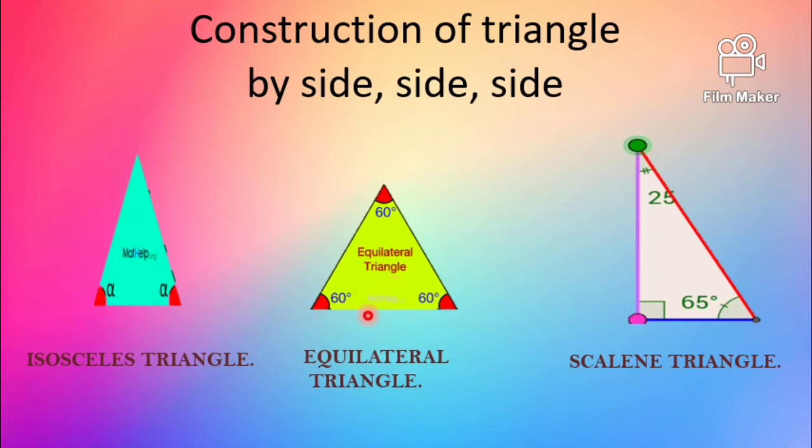In the second figure, the equilateral triangle has all equal sides. If all sides of a triangle are equal, then all angles should be equal. And in this figure, it is proof that all sides are equal as well as all angles are equal.